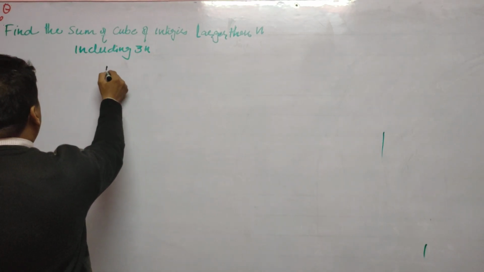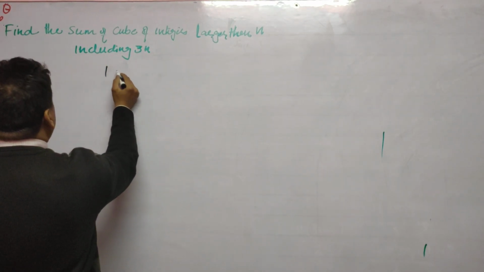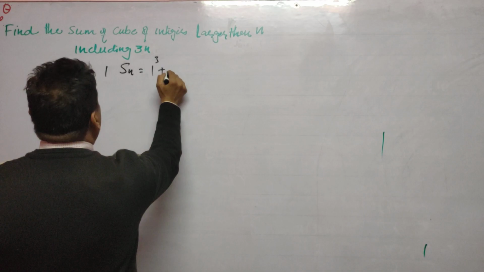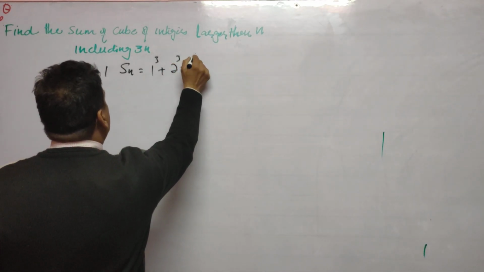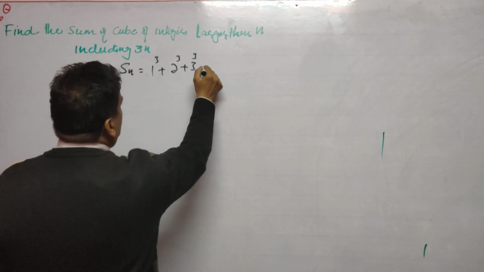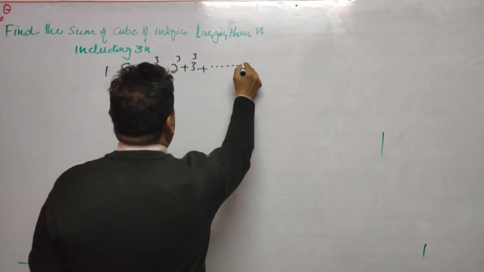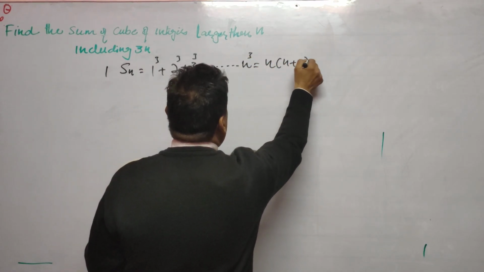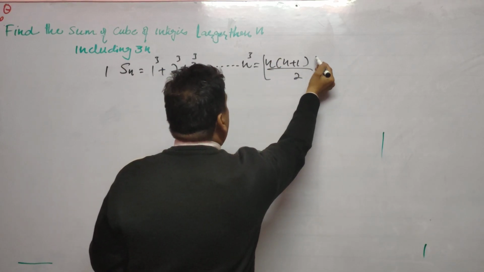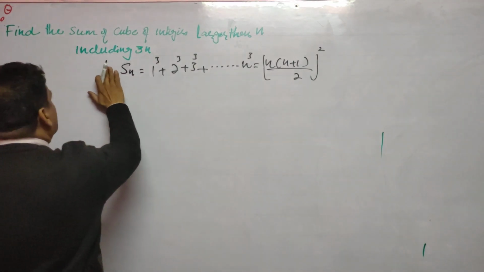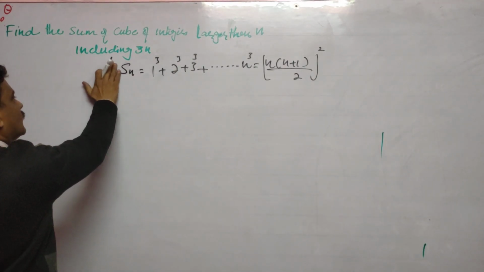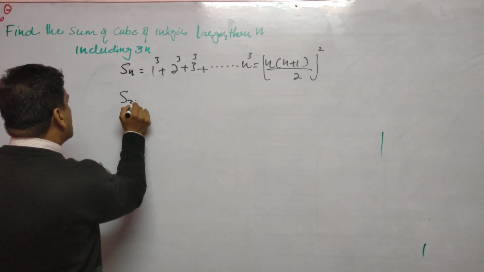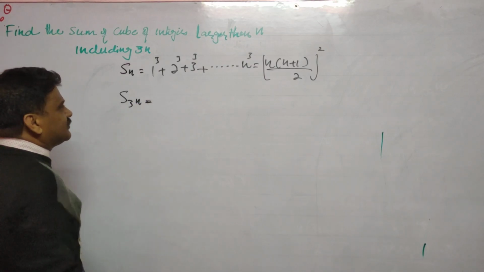sum of cubes of integers. We write Sn is equal to 1 cube, 2 cube, 3 cube plus so on n cube, which is equal to n times n plus 1 by 2 whole square. And the sum of cubes of integers up to 3n we write as S3n. We just replace n by 3n.